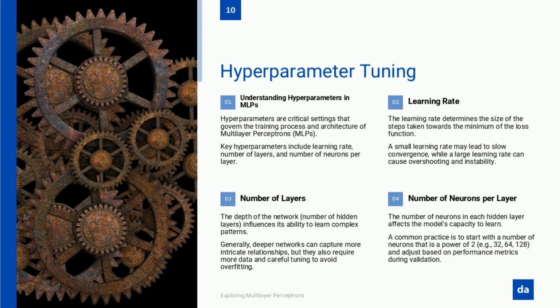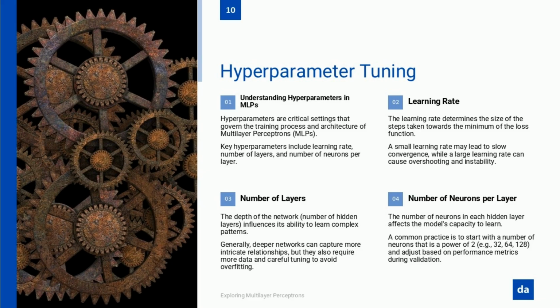Do you use soft tires for better grip or hard tires for durability? Do you adjust the suspension for tight corners, or do you prioritize speed on straightaways? Choose the wrong settings, and it doesn't matter how skilled the driver is, the car won't win. That's exactly how hyperparameters work in an MLP.